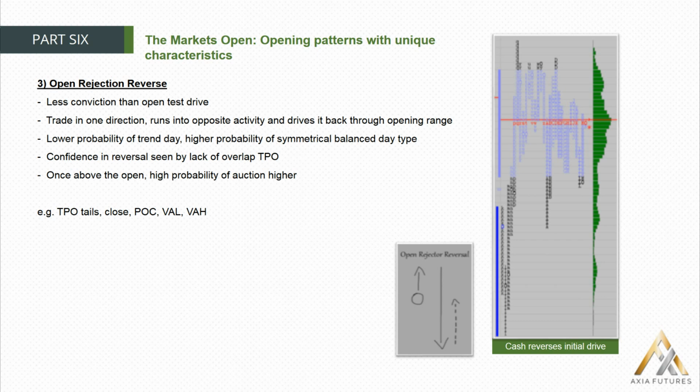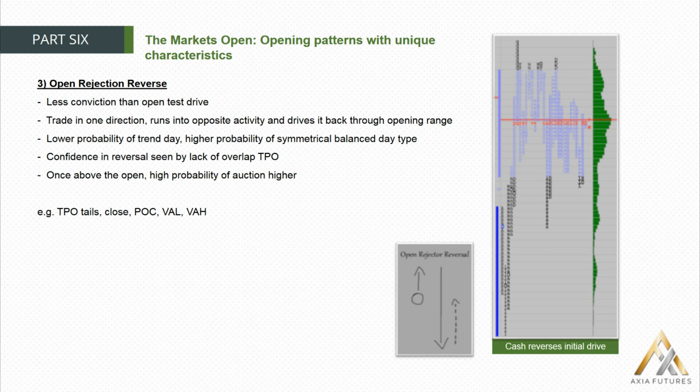Note again, the trade works once we're above the open. So once we start to print above that opening price, that is when it becomes suggestive of a potential open rejection reverse. And note, there's a high probability once we take out that open to continue auctioning higher. Examples of what we would look for as early identifiers would be a TPO tail.